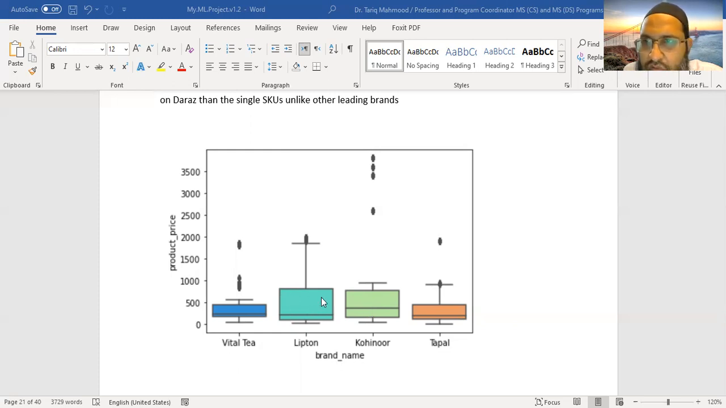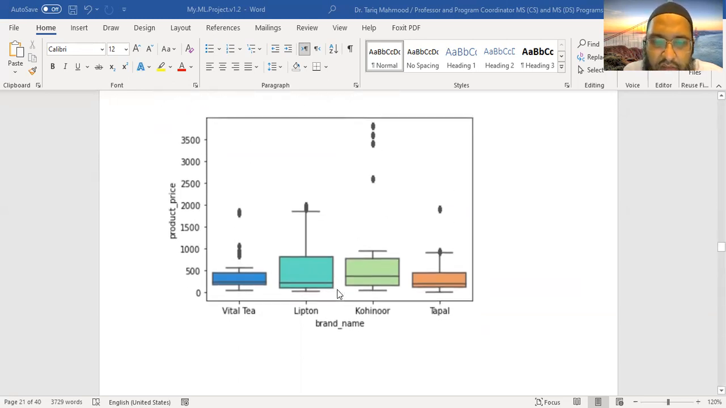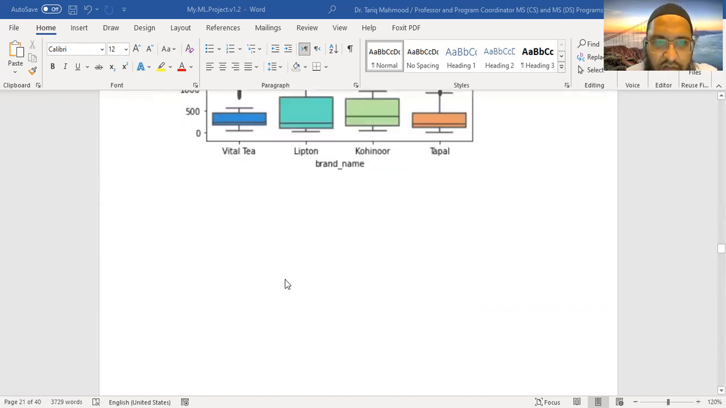And Lipton seems to have the product price spread more, as we have seen in the histogram as well. So this basically means that whatever Lipton is doing, it's going good as compared to others right now, as far as the costing is concerned.